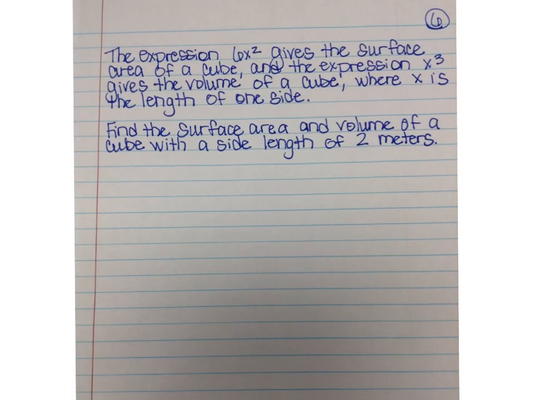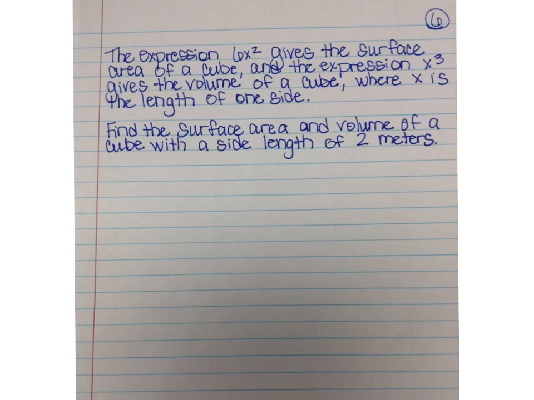Okay, one more word problem, and again, you do not need to write this in your notes. You just need to follow along with me. Okay, the expression 6x squared gives the surface area of a cube, and the expression x cubed gives the volume of a cube, where x is the length of one side. Okay, remember cubes have all the sides exactly the same. All right, so find the surface area and volume of a cube with a side length of 2 meters. So each of the sides are 2 meters tall and 2 meters wide.